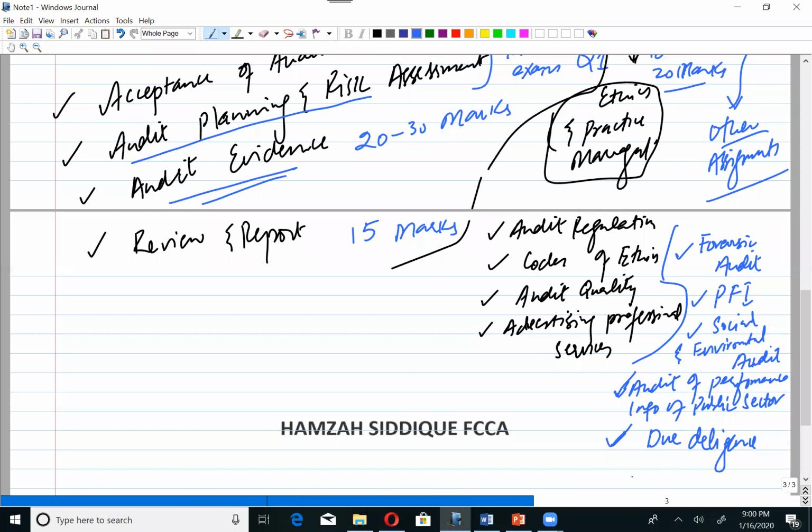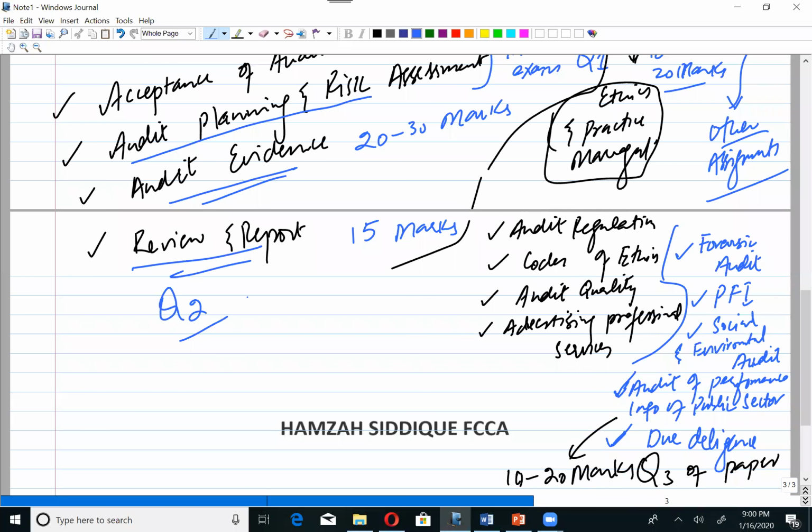Again, students, remember, this is tested in question three of your paper. This area is normally tested, and it can be tested for 10 to 20 marks. This review and report area, I forgot to tell you, will be tested in question number two.